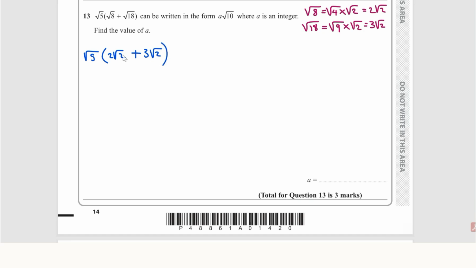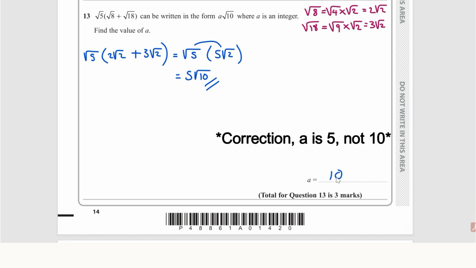And if you look at that, the surds have the same number inside, so we can go ahead and add these two together, which will give us the number inside the bracket as 5 root 2. So now we just need to multiply 5 root 2 by root 5. We times the surds together, so that will give us 5 root 10. 10 can't be simplified down any further, so that is our final answer in the same form as requested in the question. So we know that a equals 5.